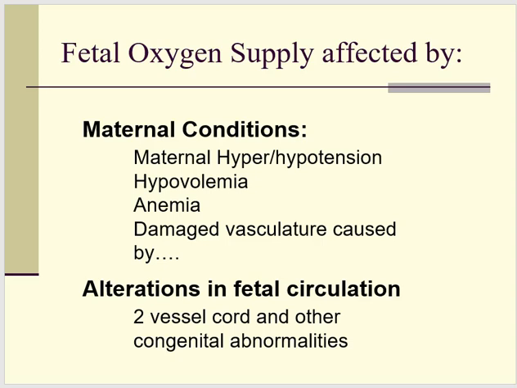Other potential ways that the fetal oxygen supply can be affected is alterations in the fetal circulation itself. These can be congenital abnormalities, things that do not develop correctly as the fetus grows, or they can be abnormalities in the cord itself. Occasionally you will have a fetus impacted with a cord that only has one artery and one vein, thus impacting the circulation.